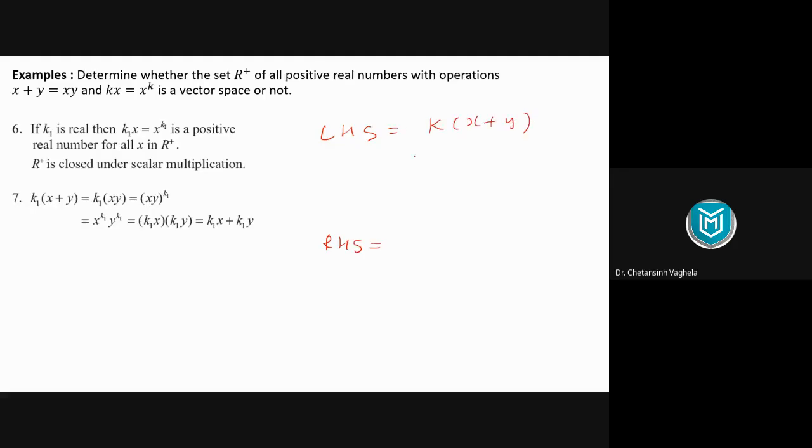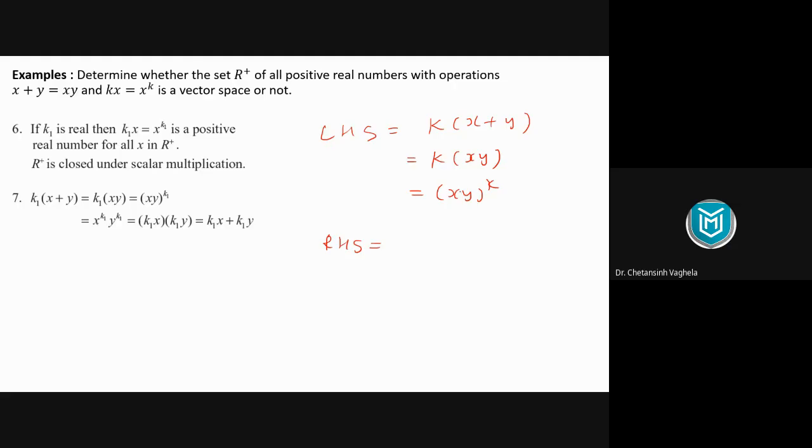Now what is x plus y? As per our definition of addition, x plus y is x into y. Now what is k times xy? As per our scalar multiplication, it is (xy) power k. Right? So this is your answer, (xy) power k, for the left hand side.